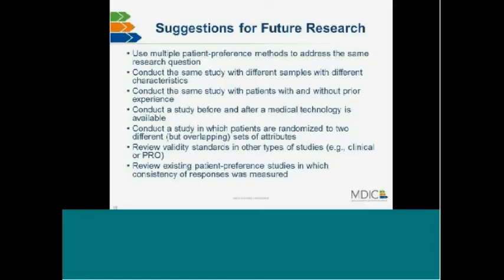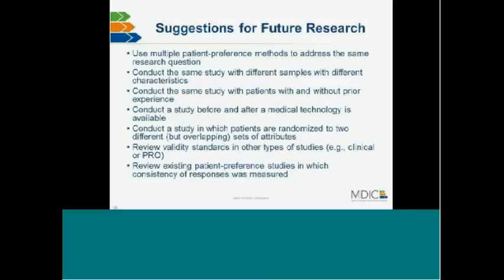And then the issue of validity. There is quite a bit of work out there in terms of, for those methods that get repeated responses from the same individual, you can look at the consistency of their responses. So there are some measures out there. What is lacking is, what is an acceptable level of consistency? That leads into the question of validity.